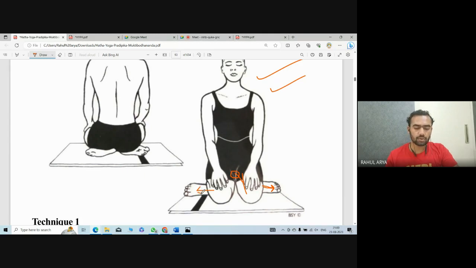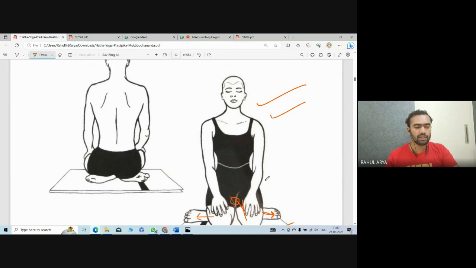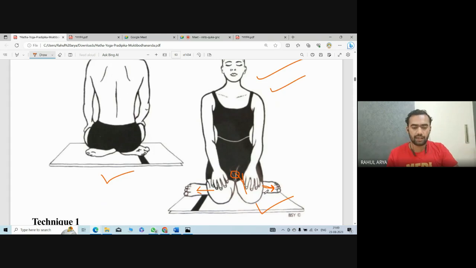In the Kevaladhama text also, they give preference to this diagram. But this diagram is also true. We cannot say it is wrong, because in the sloka Vyutkramena is mentioned, and Vyutkramena means the opposite side. In this diagram it is also the opposite side, because they are taking the right leg to the left side. It is also Vyutkramena. But most of the yogis follow this diagram.